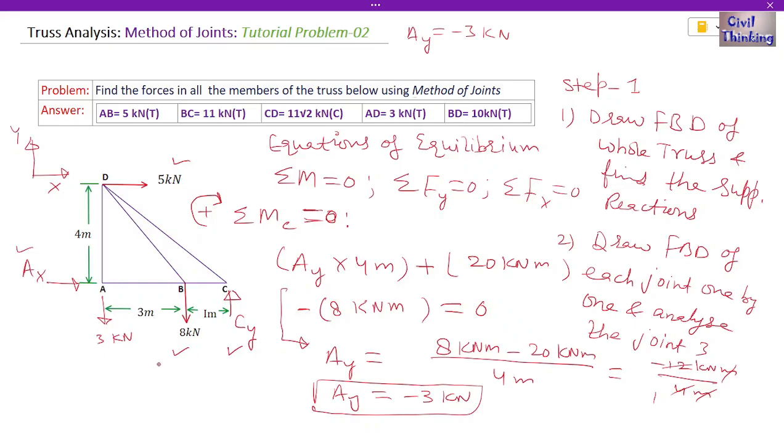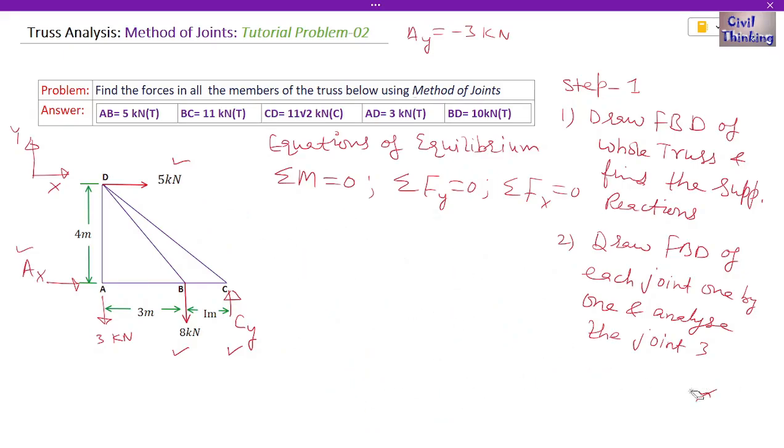Now we found the AY. Now let us find this CY. CY will be found only when we apply the equation summation of Fy equal to 0, because summation of forces in the y direction equal to 0 will include CY, right? Because CY is a vertical force, and summation of Fy means the sum of all the forces in the y direction, or vertical direction. So let me erase this first, then we will apply this equation. Now let us apply summation of Fy equal to 0.